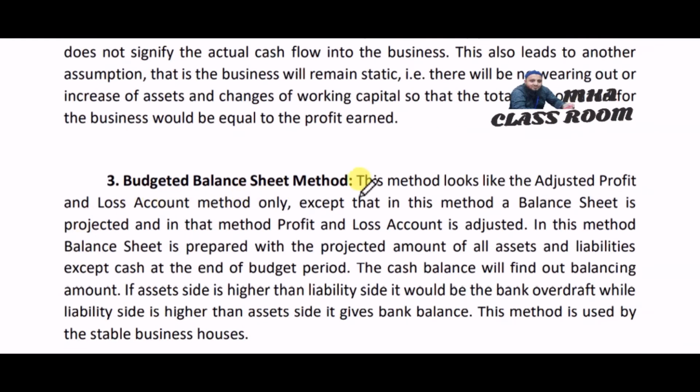Budgeted balance sheet method. This method looks like the adjusted profit and loss account method, except that in this method a balance sheet is projected, and in that method the profit and loss account is adjusted. In this method, the balance sheet is prepared with the projected amount of all assets and liabilities.